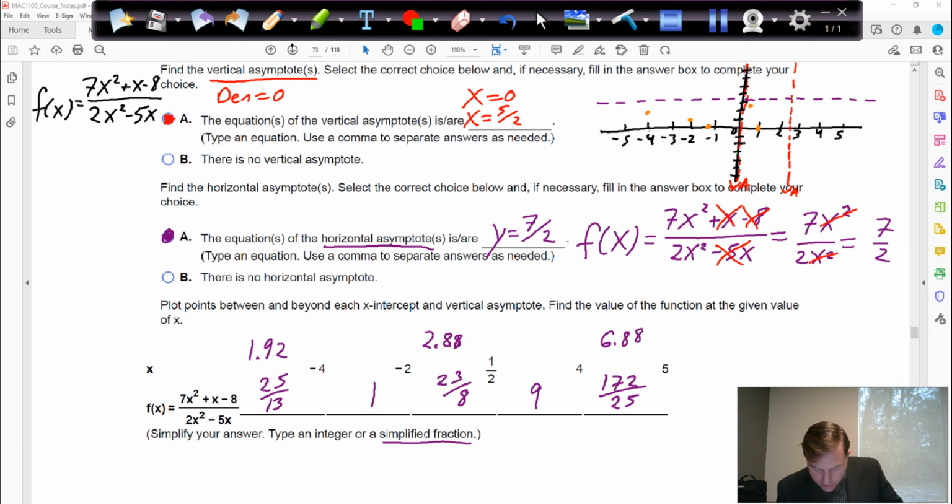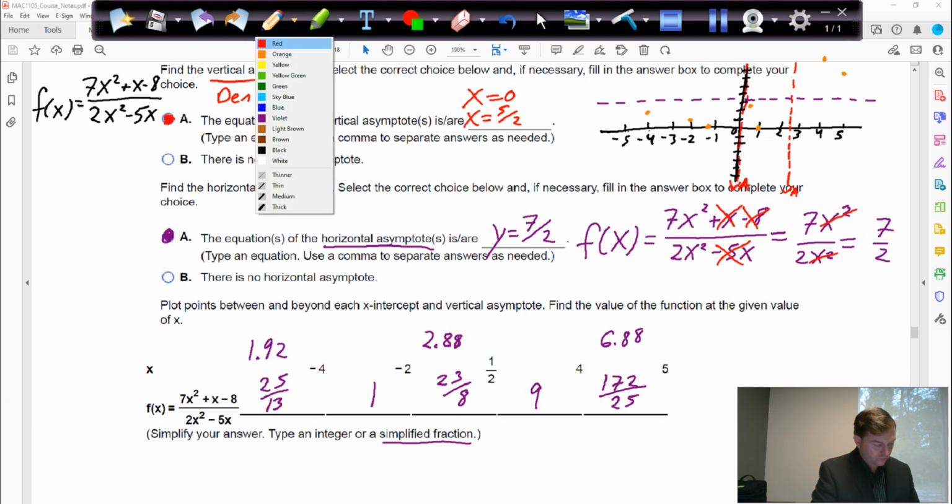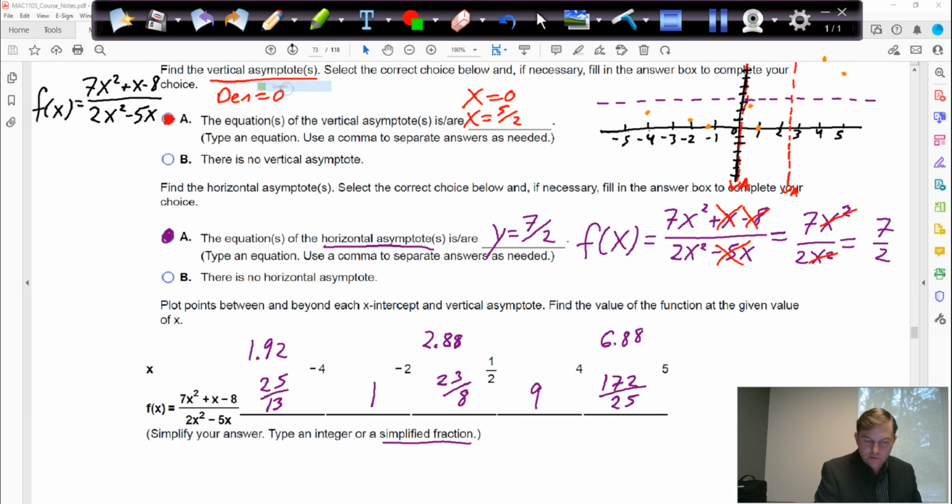And at 4, we're at positive 9, so up here off my chart. And at 5, we're at 6.88, right below the last dot I drew. So we can fill this in now. Let's use green. Okay, so it's going to go towards this horizontal asymptote, through this dot, through this dot, through this dot, down towards this vertical asymptote.